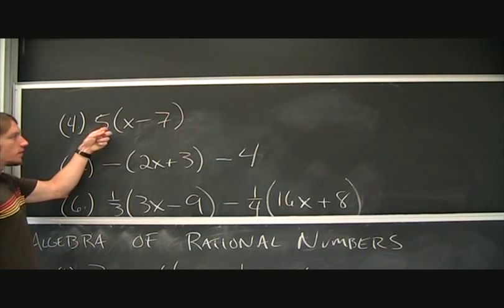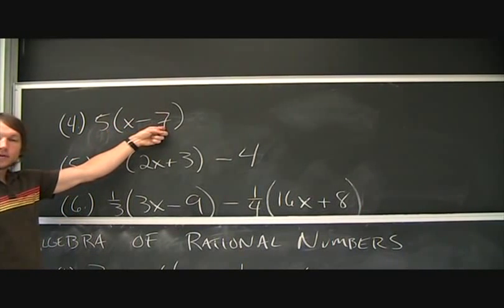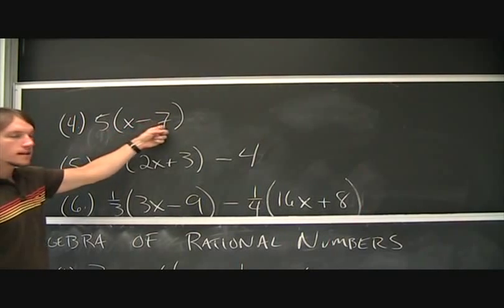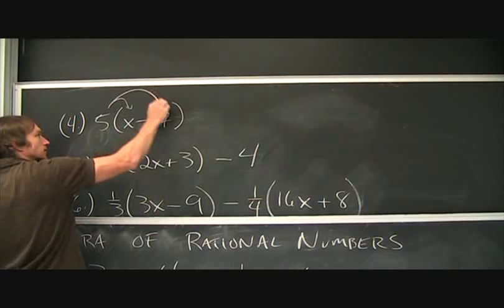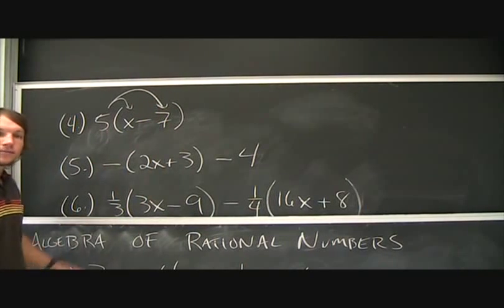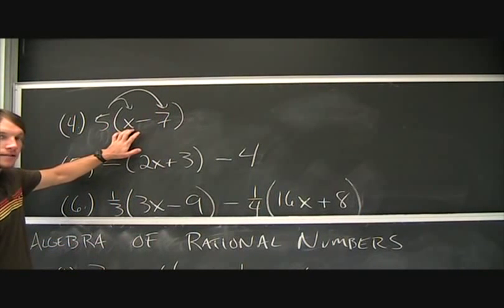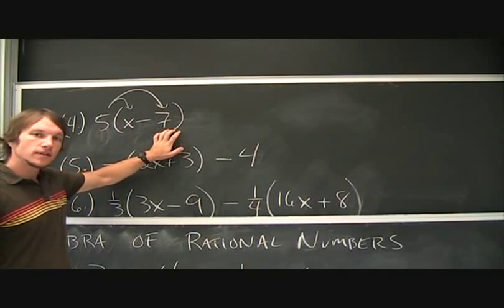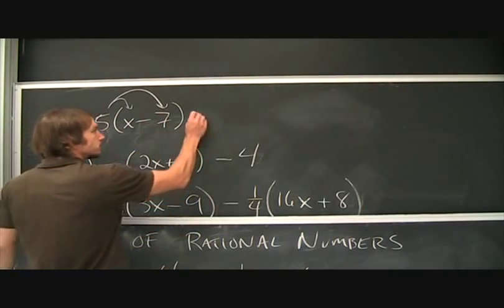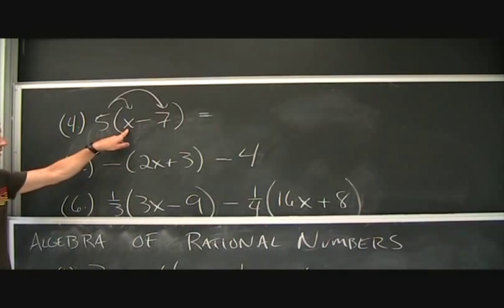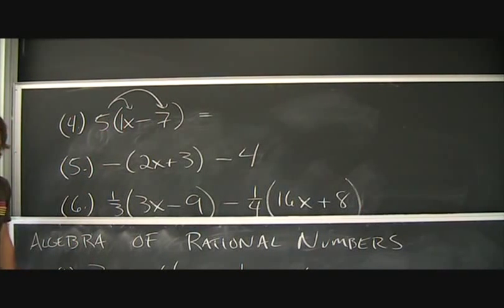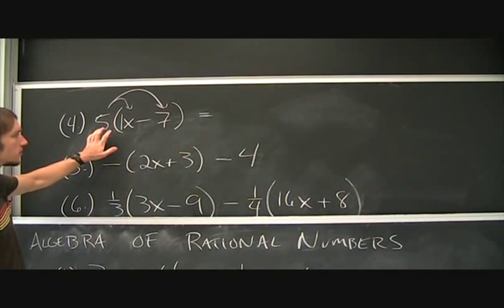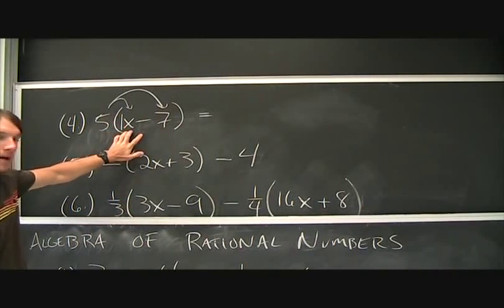I got to multiply 5 times both of these numbers. Okay, x and negative 7. So I distribute. And I like to draw my arrows to be careful. Okay, so that means 5 times x, and then 5 times negative 7. Okay? So like we talked about before, what happens when I have x by itself? If you want, you can put a 1 in front of it. We haven't talked yet about what it means to multiply a number by an x term.